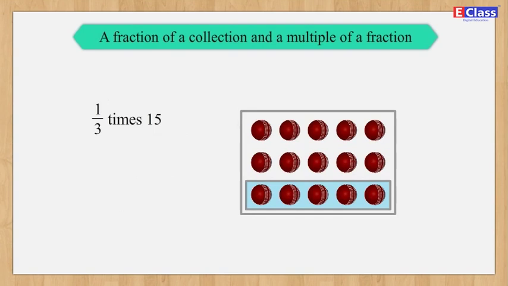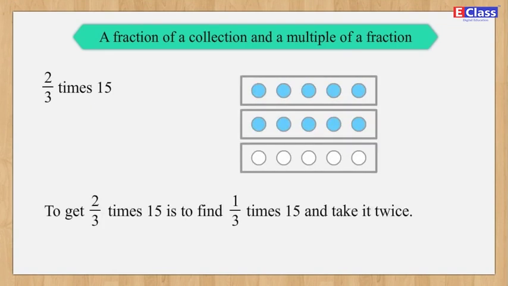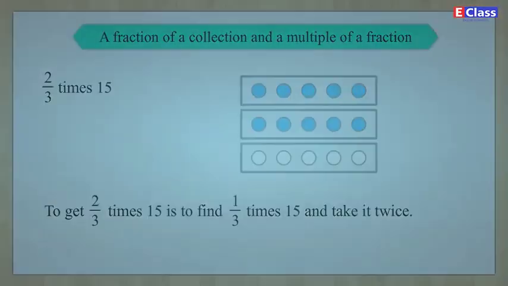1 upon 3 times 15. Hence, 15 multiplied by 1 upon 3 is equal to 5. 15 divided by 3 is equal to 5. 2 upon 3 times 15. To get 2 upon 3 times 15 is to find 1 upon 3 times 15 and take it twice.